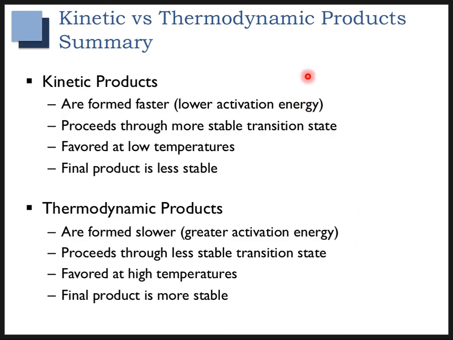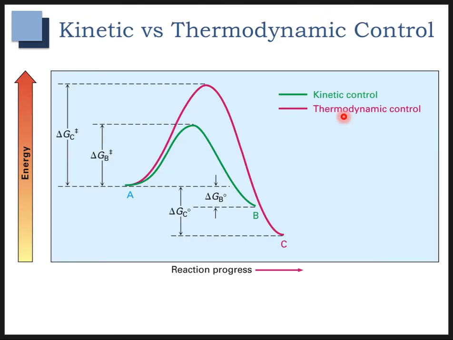The kinetic products also have a more stable transition state. So if we're going back to look at this reaction coordinate here, the transition state here is lower, so it's going to be more stable than the situation with the thermodynamic control where the transition state is higher in energy, so the transition state is less stable.